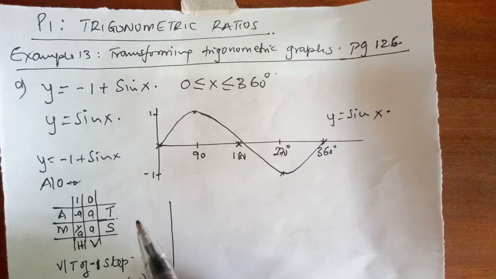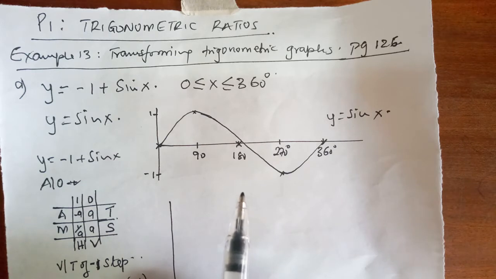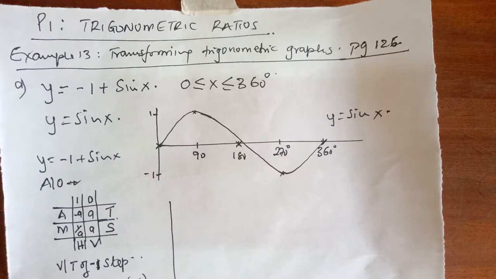In this video, we will continue to explain Pure Mathematics 1, topic number 6, trigonometric ratios. Specifically, we'll be looking at example 13 on transforming trigonometric graphs, which you'll find on page 126. I want us to remind ourselves about Mayo and the transformation of known graphs to resulting curves, and let's see what happens.